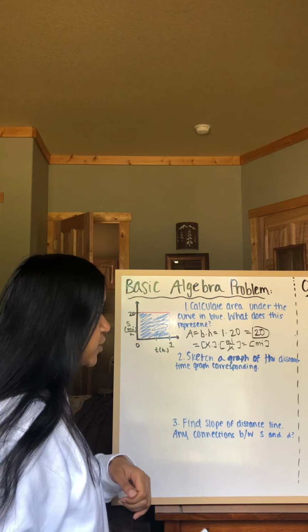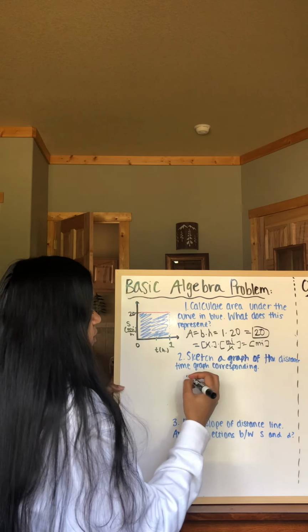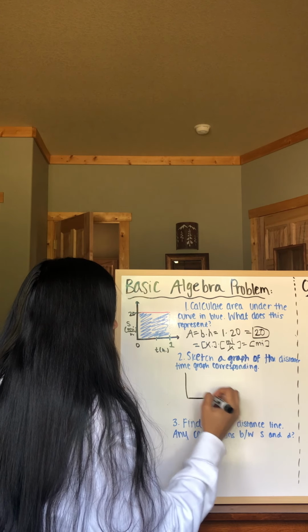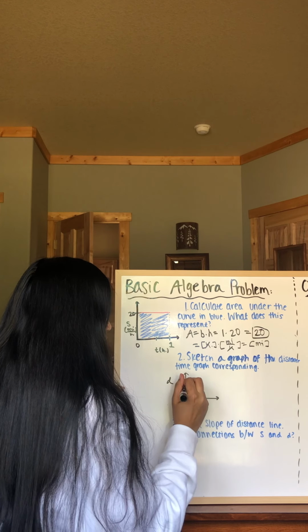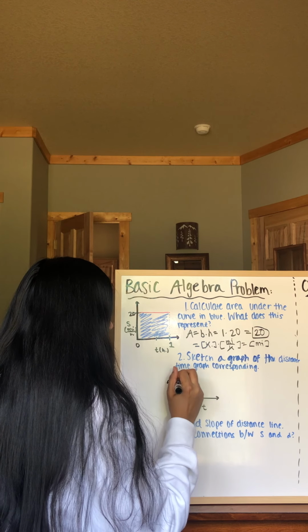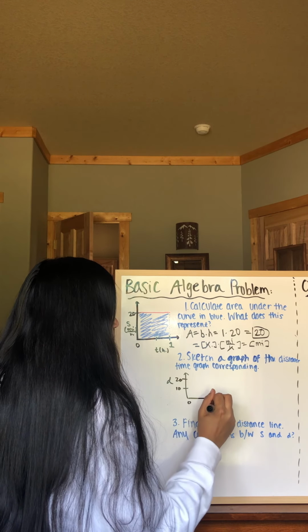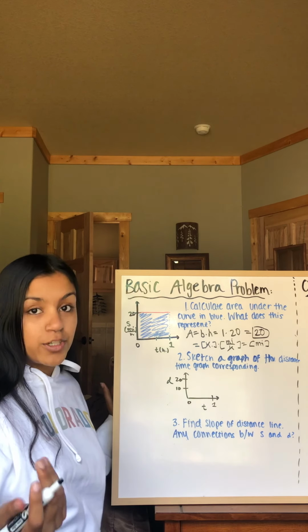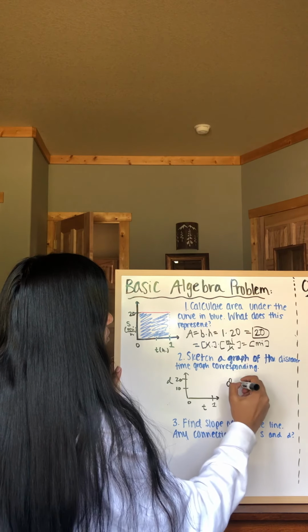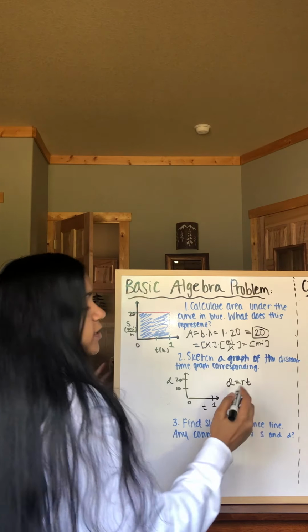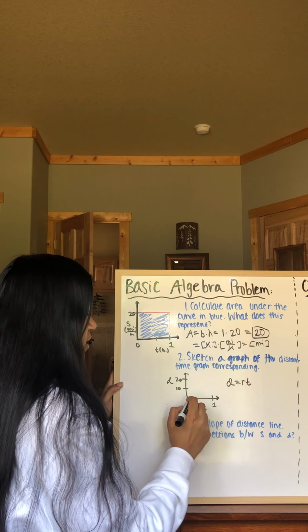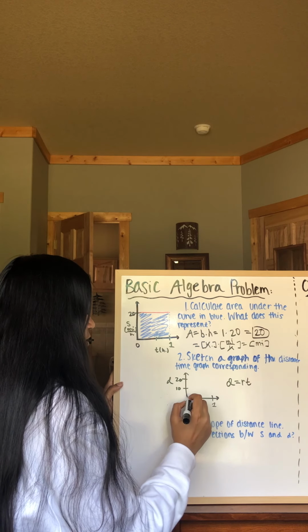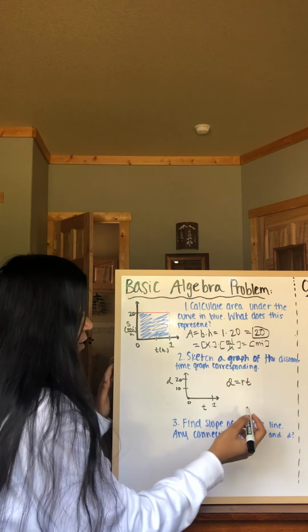Number 2, sketch a graph of the distance time graph corresponding, from 0 to 1. Okay, so how do we find our points for our distance graph? We can use our fun little formula, distance equals rate times time. So for time equals 0, we're going to have a distance of 0 because 0 times anything is 0.